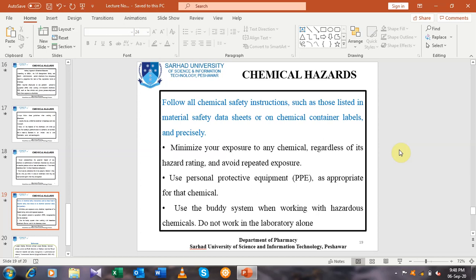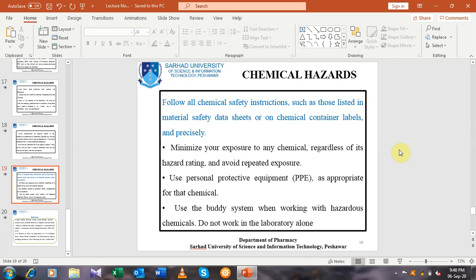And use the buddy system when working with hazardous chemicals. Don't work in the laboratory alone. That's all about today's lecture regarding the chemical hazard.